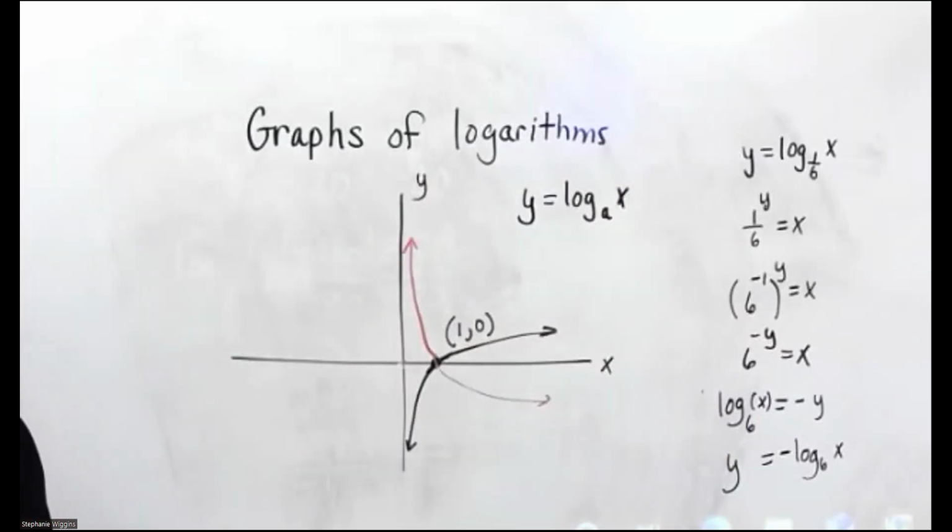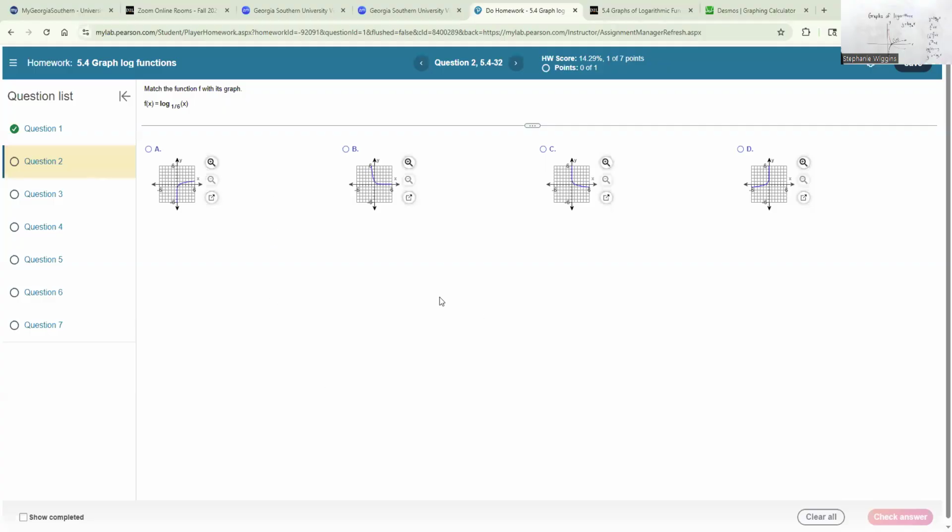So if we're looking here, I'm going to share my screen so we can go back to that homework that we were looking at earlier. Okay, so because I recognize that this base is less than 1, I know my shape is going to look like this. It hasn't been shifted, it's only been reflected.